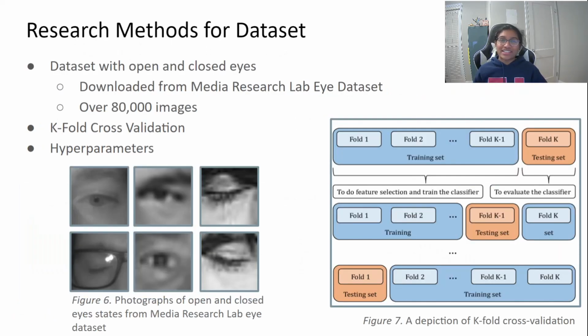For the actual dataset of open and closed eyes, we used a public dataset from the Media Research Lab. It consists of over 80,000 images and includes various characteristics such as camera lens, lighting conditions, and the presence of glasses. Additional research methods include k-fold cross-validation, which resamples the dataset into subsamples so that we could then validate the model and adjust the hyperparameters accordingly. The hyperparameters are used to control the learning process and change how each layer summarizes the given data.